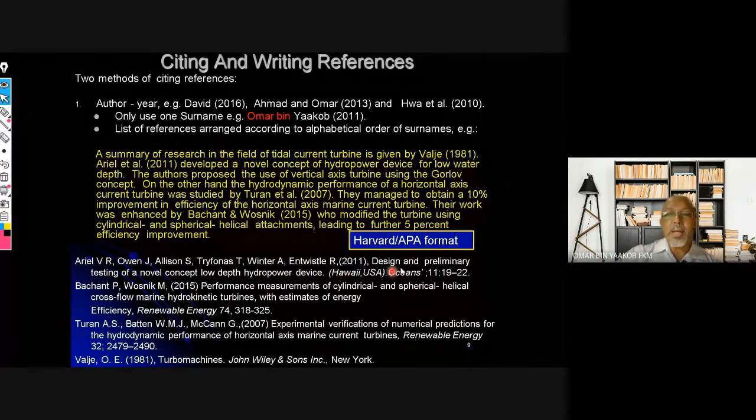Okay, and then, when you do your assignment, you must go to the Harvard and APA or Vancouver and really follow it. For example, how we write each one of them, for articles, how to write books, and so on. All those are defined in the guidelines. You must follow them 100%. Okay, any more questions?